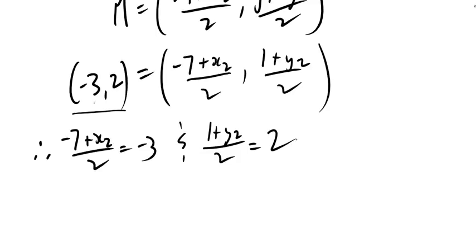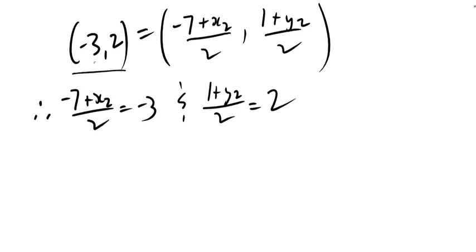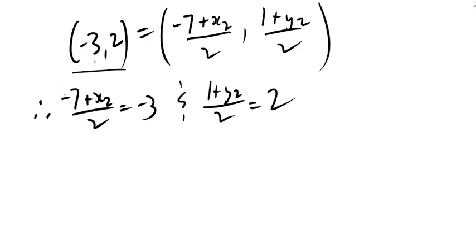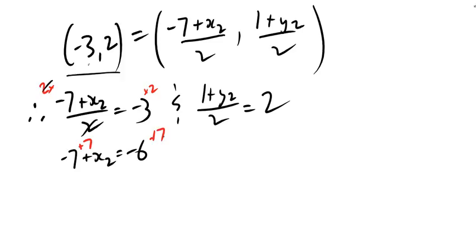Well, now I have two really simple linear equations, and I just solve them. So I'm going to multiply both sides by 2 to get rid of this, right? Gone, gone. So I get negative 7 plus x2 equals negative 6. I'm going to add 7 to both sides. And so x2 equals 1. Try the next one yourself.